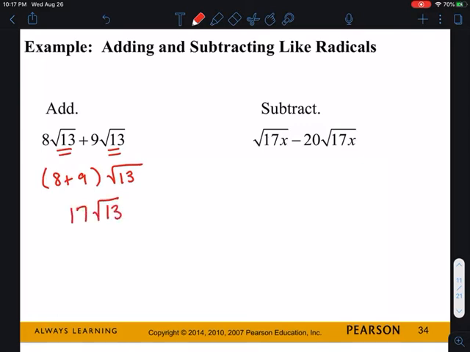If I were to look at the subtraction, we have a square root of 17x minus 20 square root of 17x. So that first one really means I have 1 in front. I have one of those things. So I have a 1 take away 20 of these things, the square root of 17x, which means we're going to be left with a negative 19 square root of 17x. Again, review.